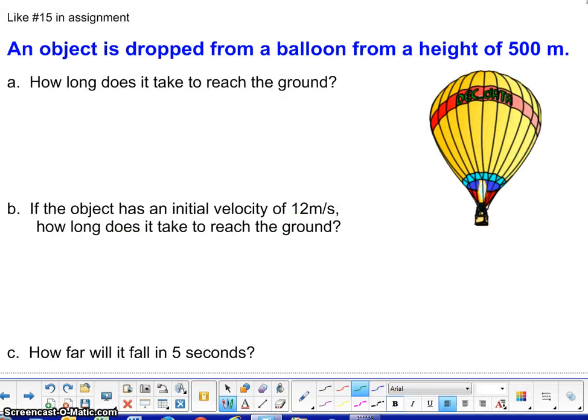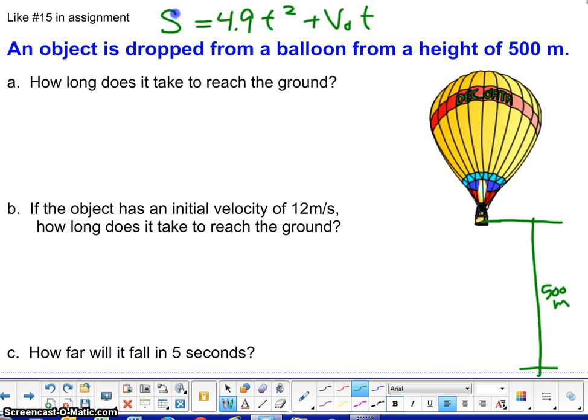And the last example is about an object that's getting dropped from a balloon at a height of 500 meters. So from here to the ground is 500 meters. And the balloon is, or something from the balloon is getting dropped. And the formula for anything that's being dropped has to be used according to gravity. In this one, for gravity, it's going to be 4.9 t squared plus velocity times t. T stands for time, S stands for the starting height, and then V sub 0 is considered the velocity.